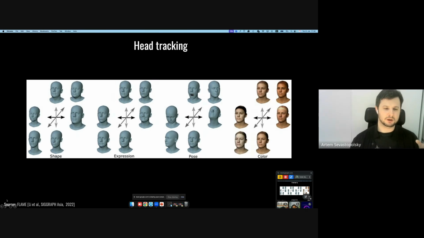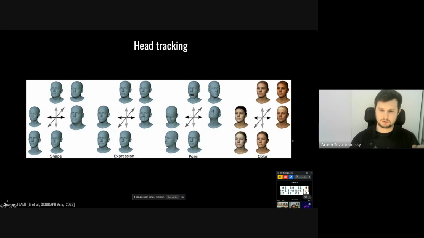So shape defines the identity of the subject, so the shape of the head. The expression defines the face expression, the mimics. The pose defines the relative location of the jaws and the neck and the head itself with respect to the neck, as well as the global pose, which is the location of the head in the world space. And the color defines the appearance and texture.